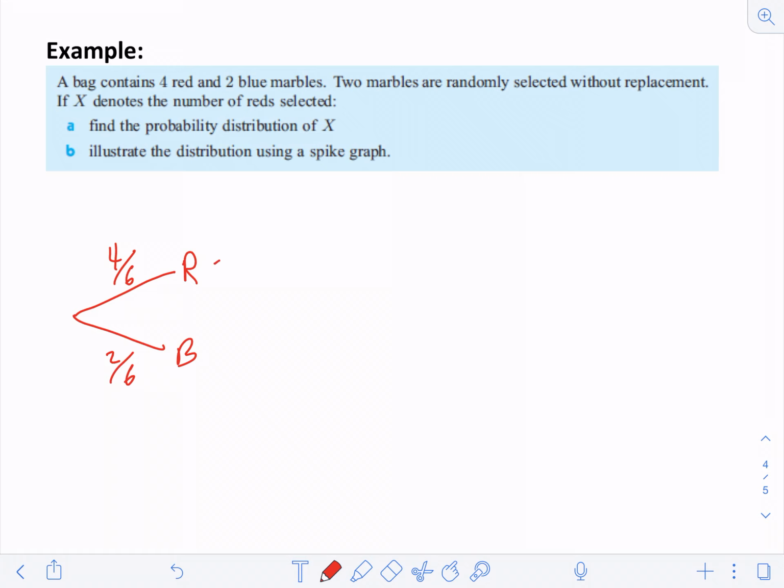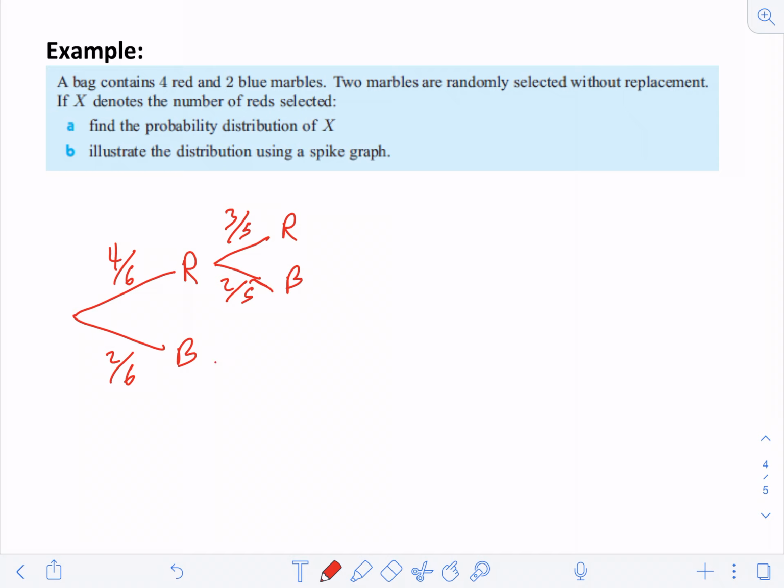So what is the rest of the tree diagram going to look like? So now what's going to be the probability of me selecting a red or selecting a blue? If I've already selected a red, that means there are 5 marbles left, right? And 3 of them are red, so that's going to be 3 out of 5. And blue is going to be 2 out of 5, right?